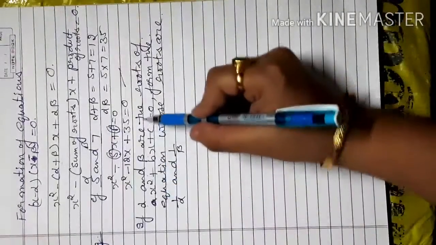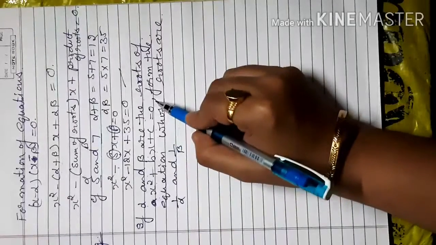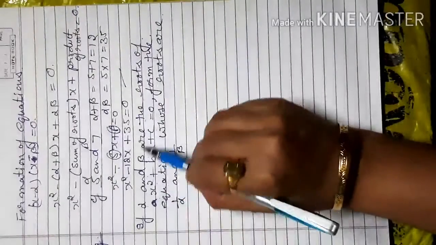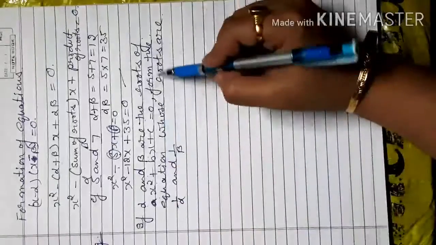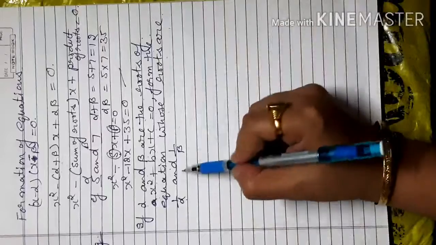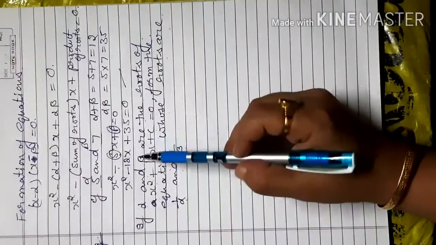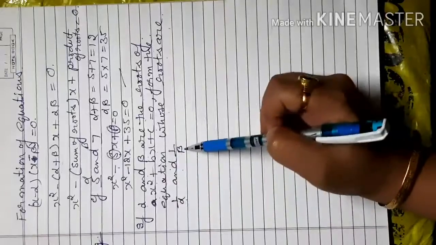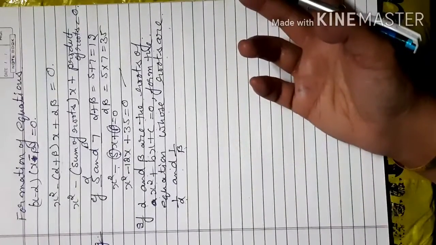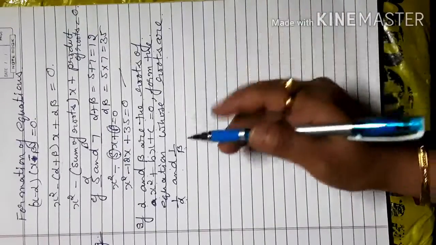If alpha and beta are the roots of ax square plus bx plus c is equal to 0, you have to use the roots of this equation to form another equation whose roots are 1 by alpha and 1 by beta. That means you pick the values of alpha and beta from here, apply them here, and make the second equation whose roots are given to you. So how will you solve?